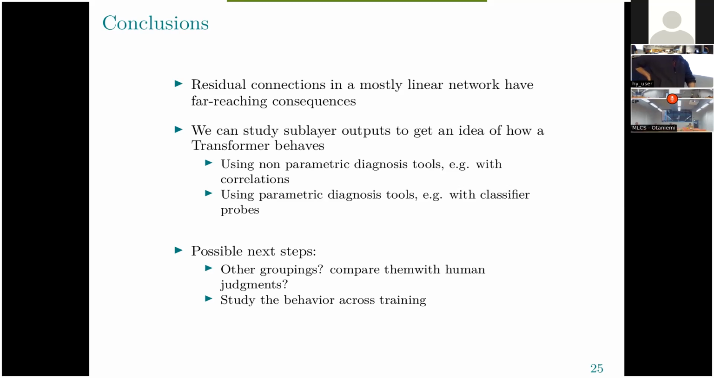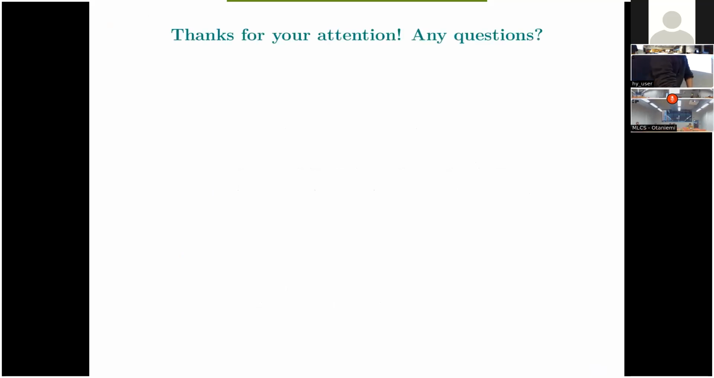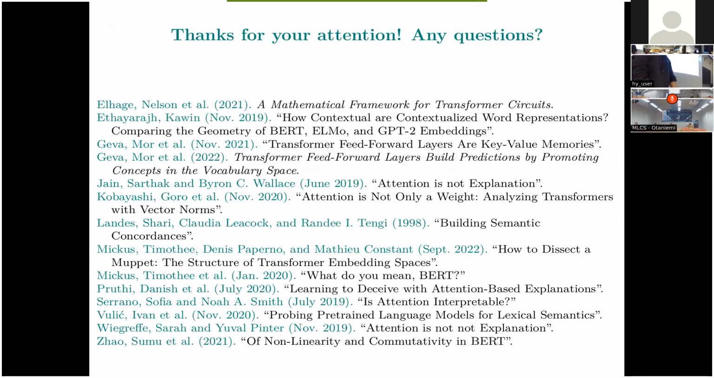I'm also interested in looking at what would happen across training. For instance, is it always the case that the input trace vanishes, or is it something that the models tend to acquire by themselves across training? Okay, I think that would conclude my presentation, and I'll be happy to take questions.